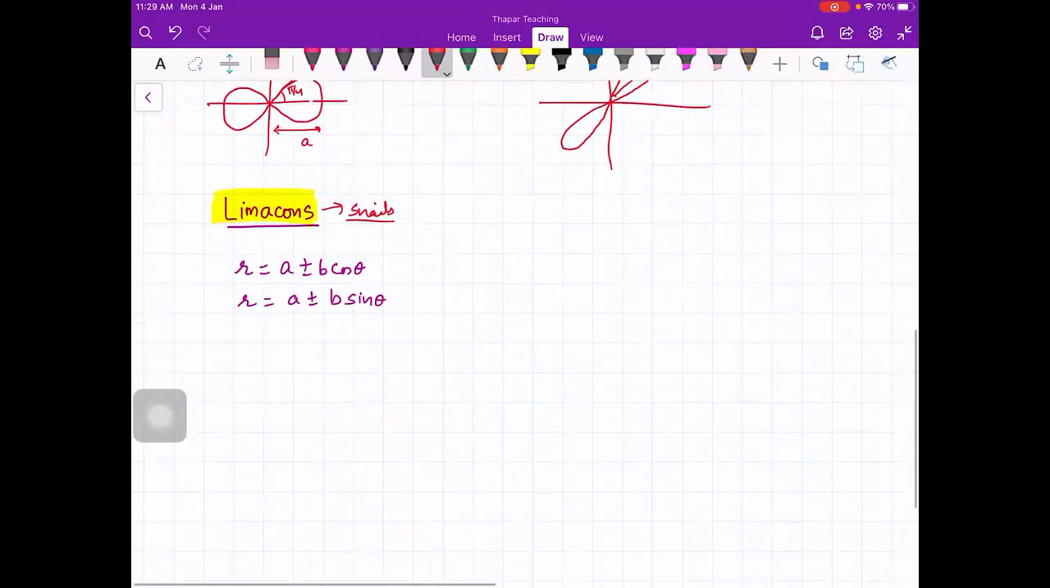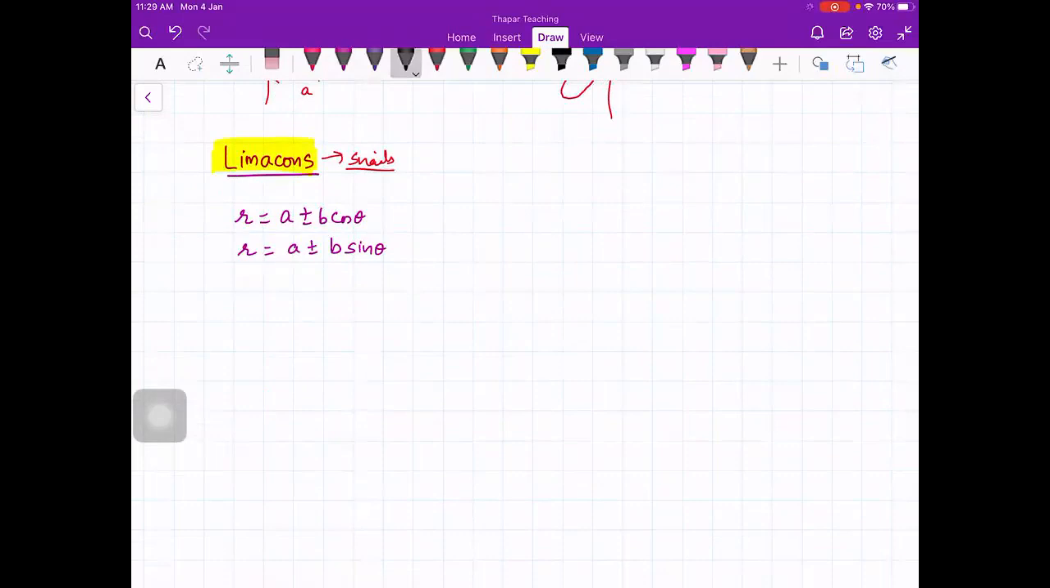So I will tell you what curves you will get if you plot. If you plot r is equal to a plus minus b cos theta, we actually have cases. We have a case when a is equal to b. Can you tell me what will happen if a is equal to b?